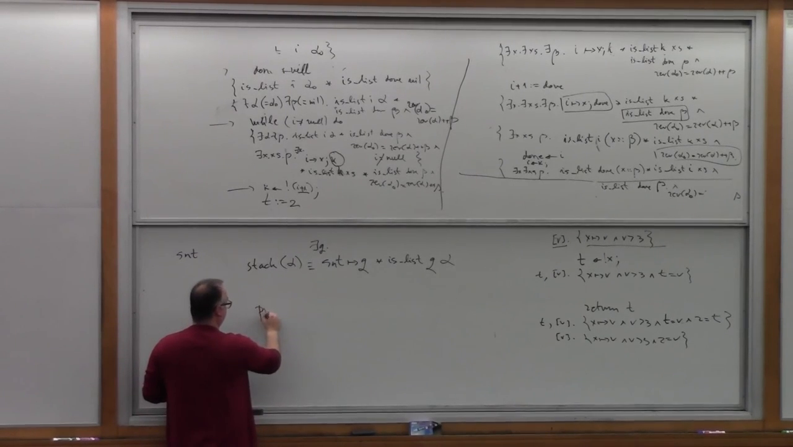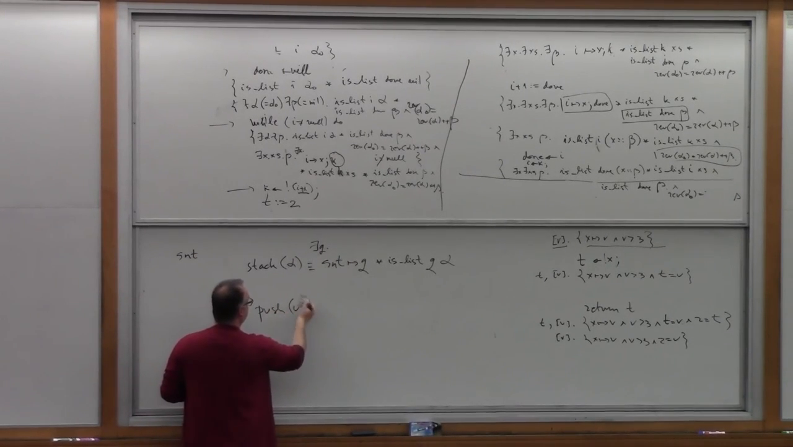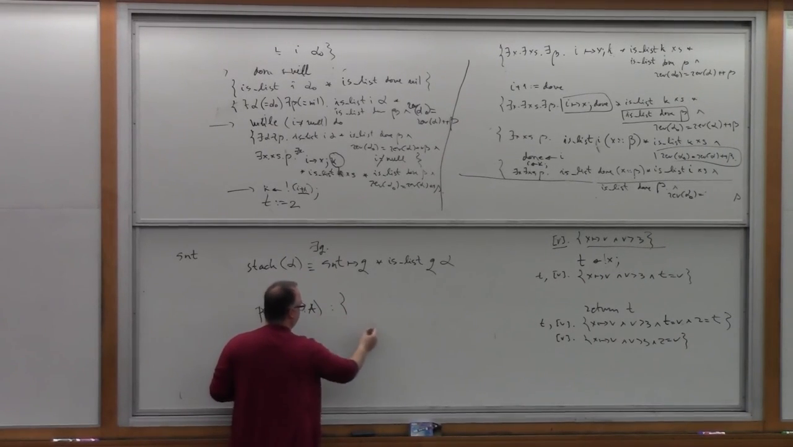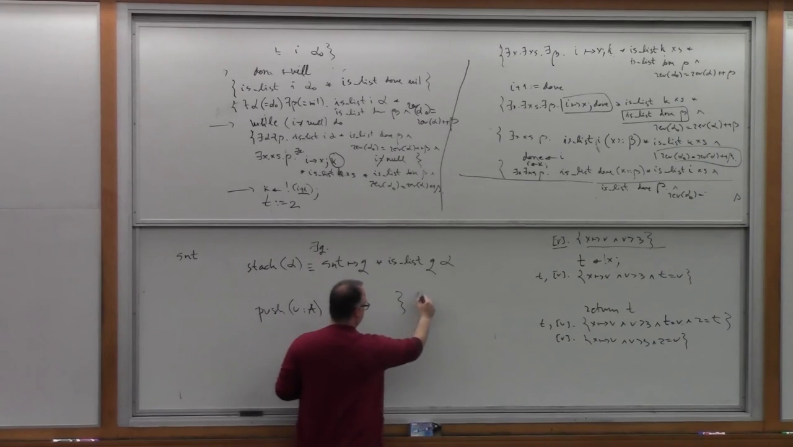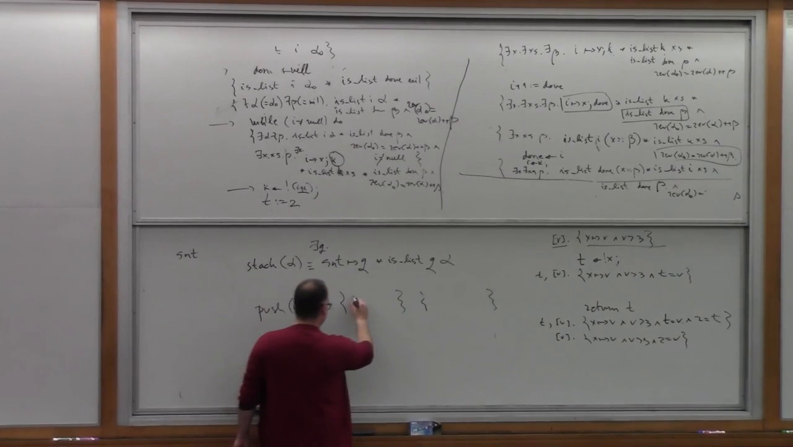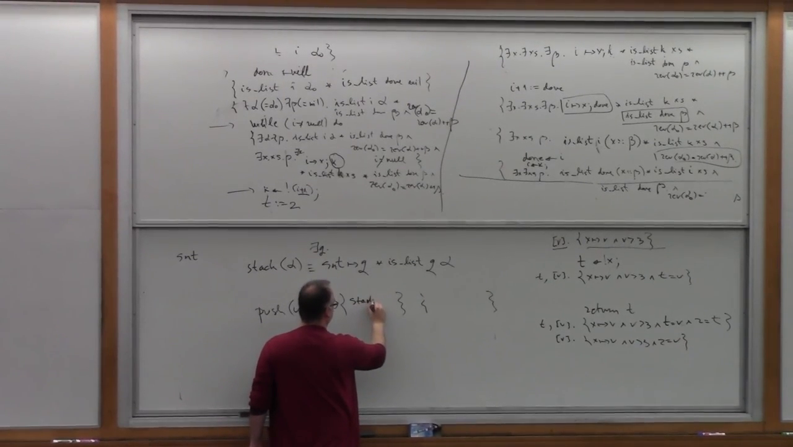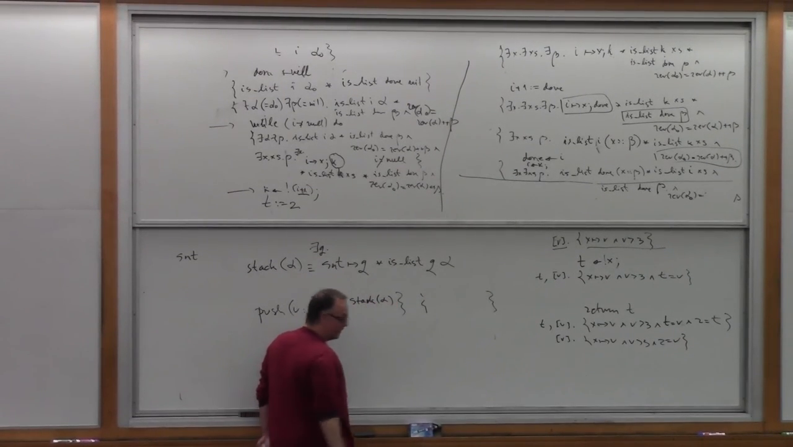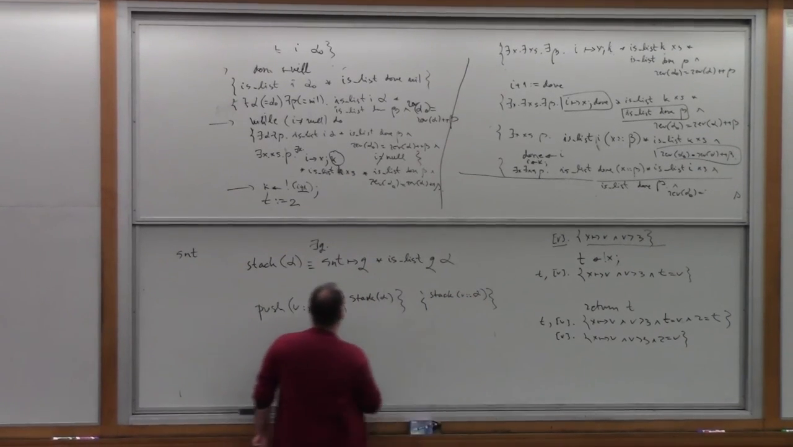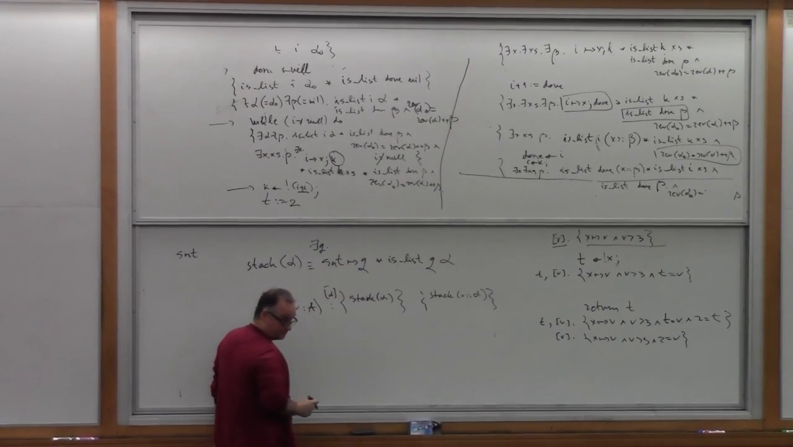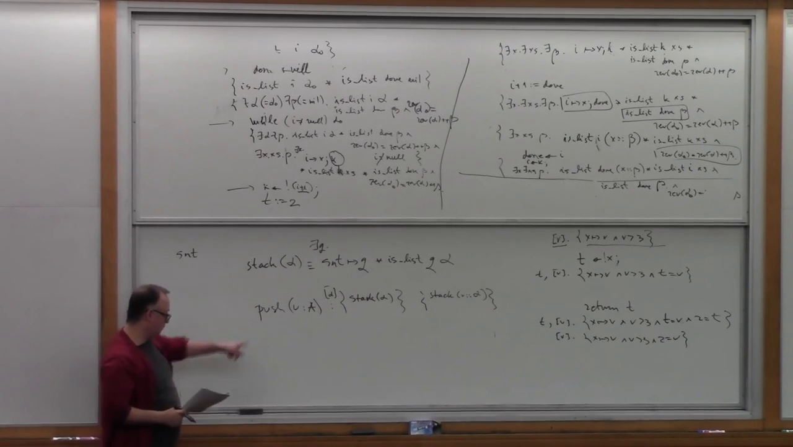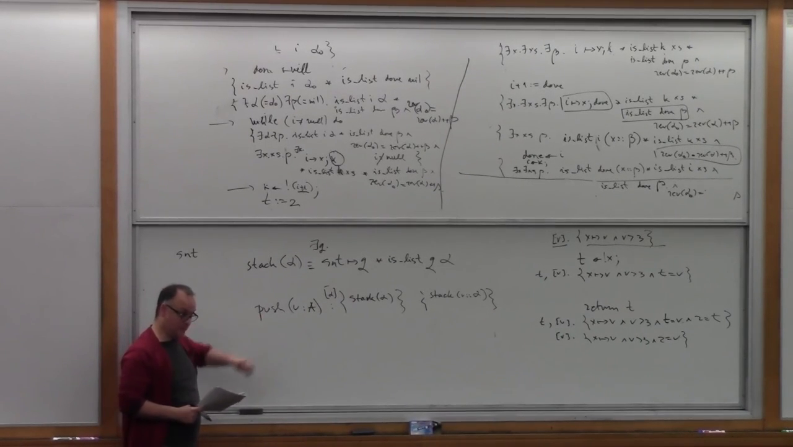What would be a spec for a push method? Let's say the stack stores values of type alpha. Exactly, yes. It's pretty simple, right? But this alpha has to be bound here. So one of your homeworks would be to implement push and prove it.